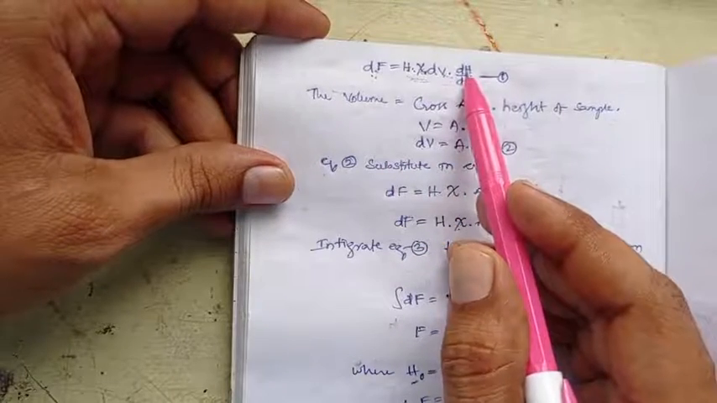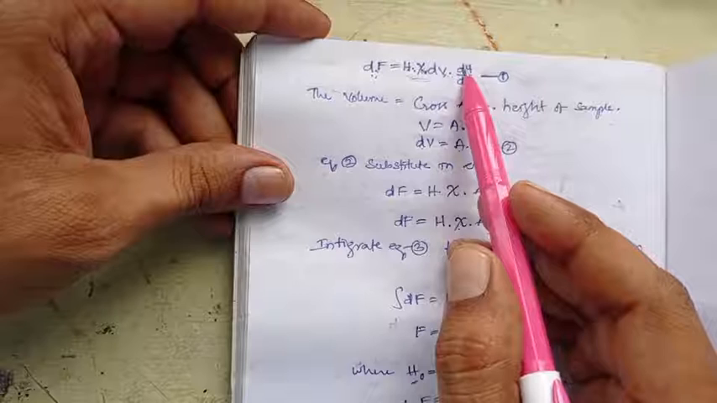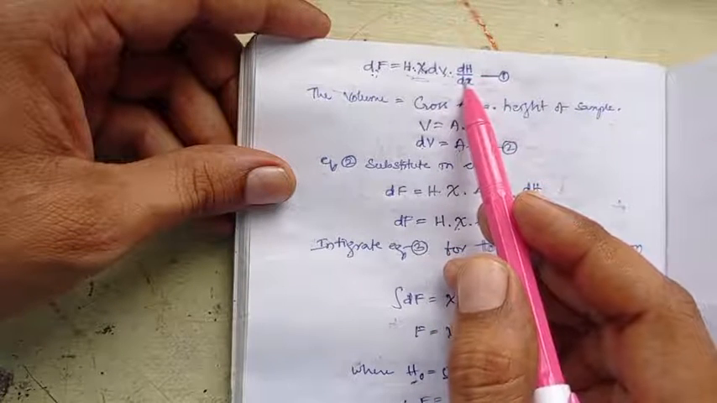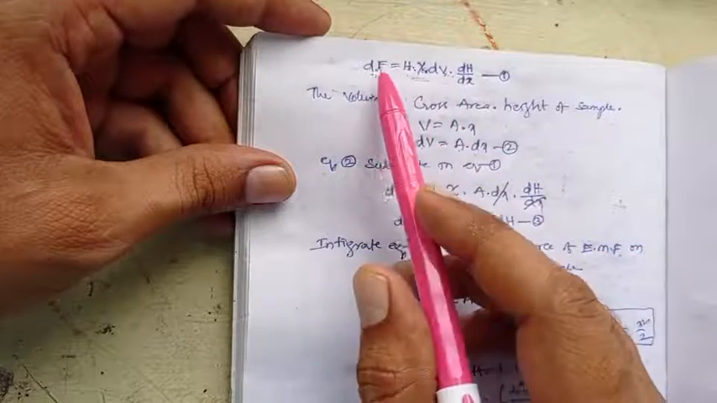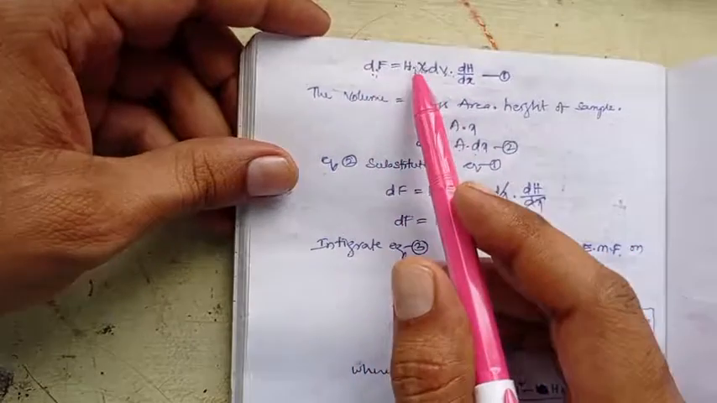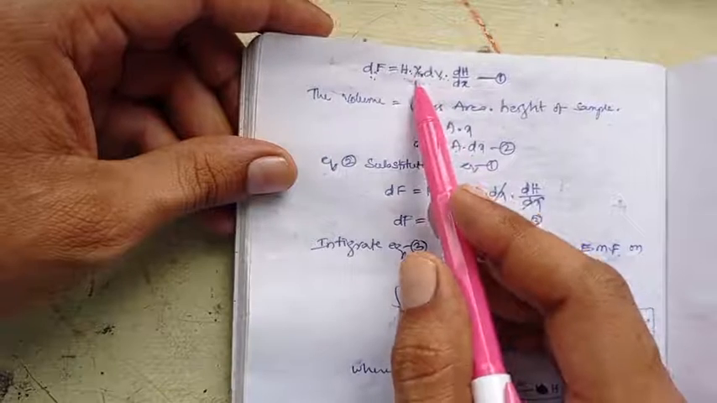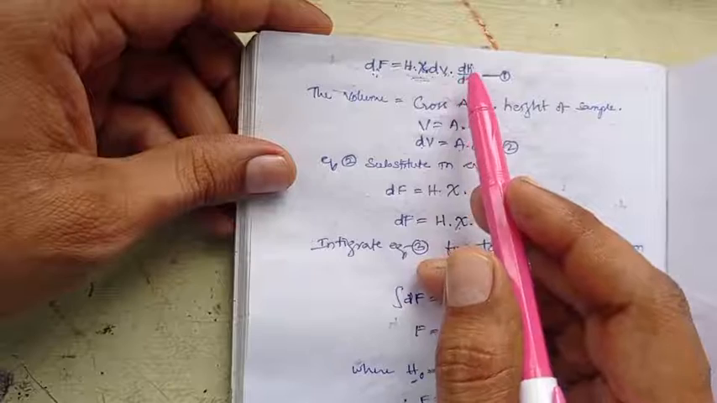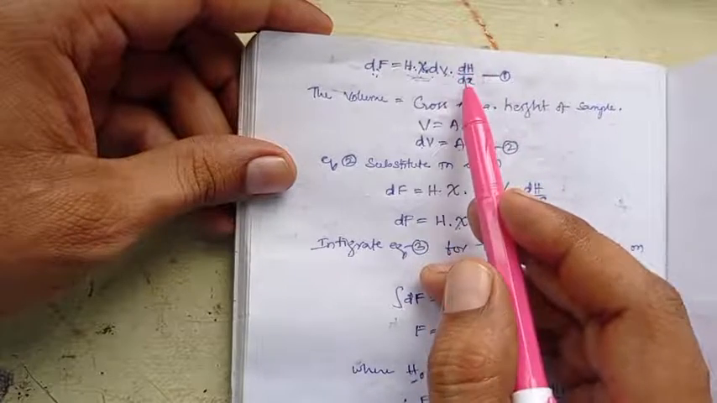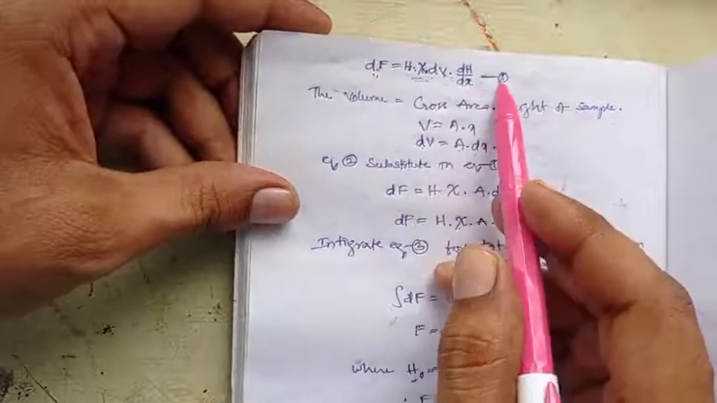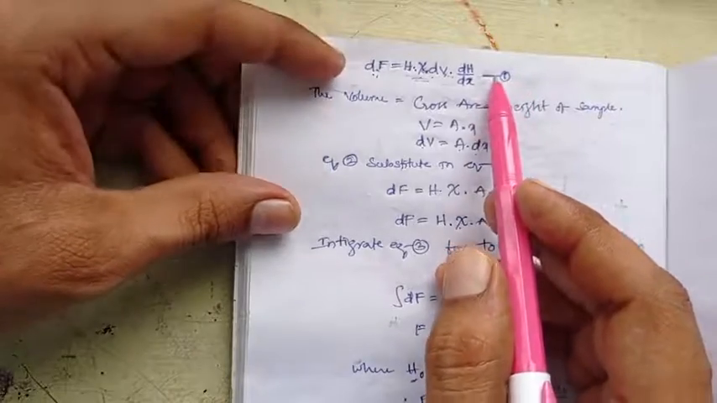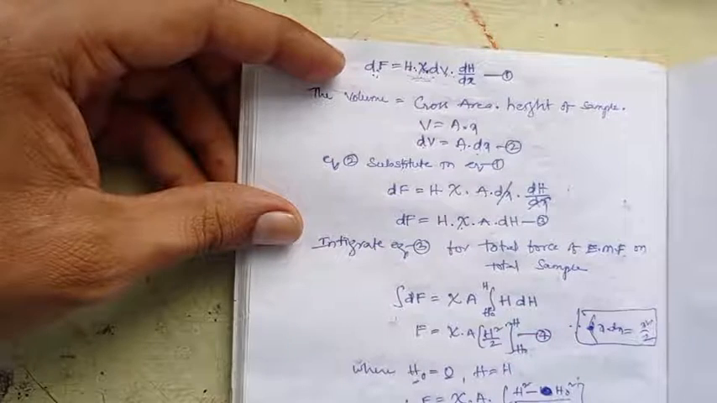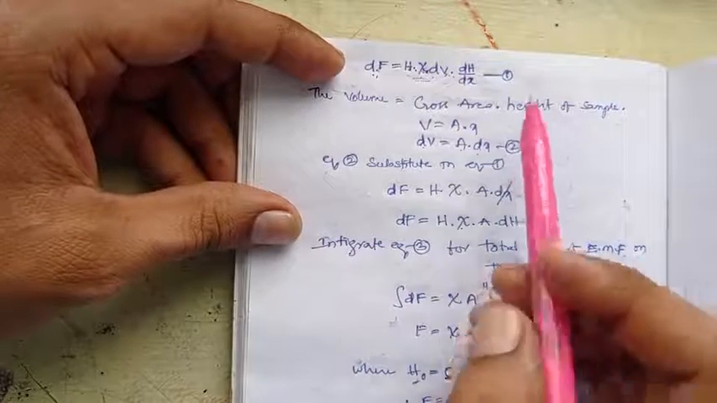And there we are recording the change in magnetic field, and we can also change the height of the sample. So the small force is equal to the product of the external magnetic field, magnetic susceptibility, small volume of sample, and the change in magnetic field divided by the change in height. This gives equation number 1, from which we will derive the magnetic susceptibility equation.